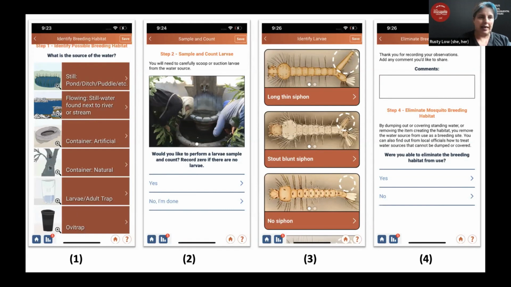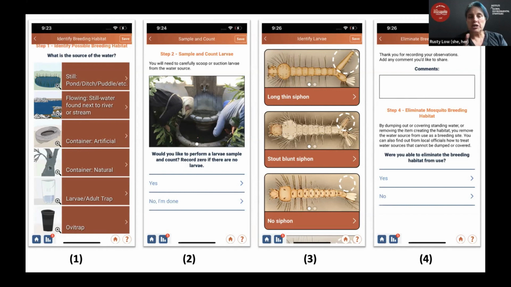These are the 4 steps in the app. Where you identify, you just press a button and say, yes, I found this mosquito in a tire. Do you want to sample and count? You can always say, no, I'm done, but you can actually take a water sample, count the larvae, and record that. Then we ask you, if you want to, you don't have to, you can stop at any step, but we also have a key provided so you can identify whether that mosquito might be a Culex or an Aedes mosquito or an Anopheles mosquito.